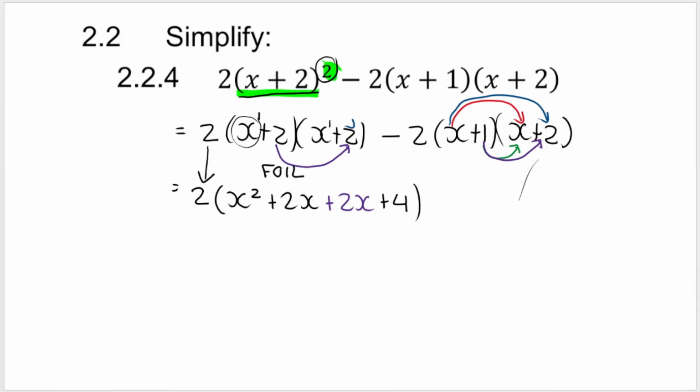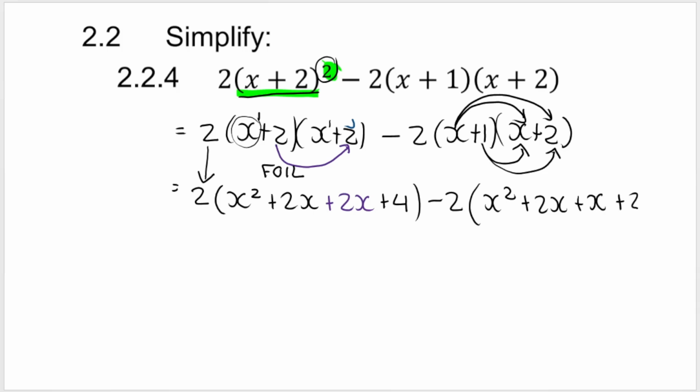I've done FOIL. Now I'm going to do the same for the next half. Carry the negative 2 down. Now let's do FOIL again. Open up your answer brackets. x times x, x squared. x times 2, 2x. 1 times x is x. 1 times 2 is 2. Close bracket.